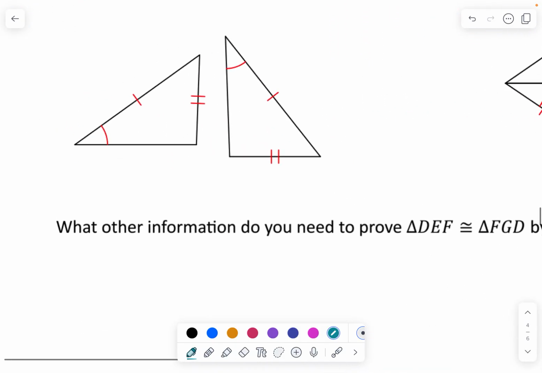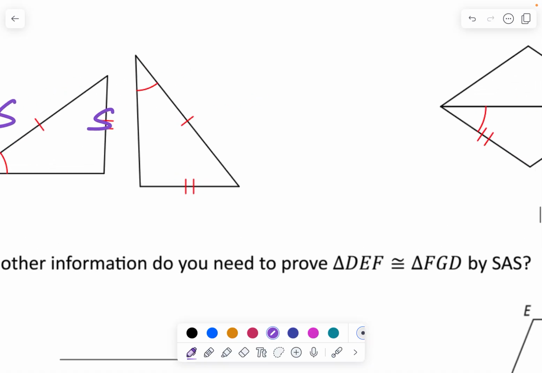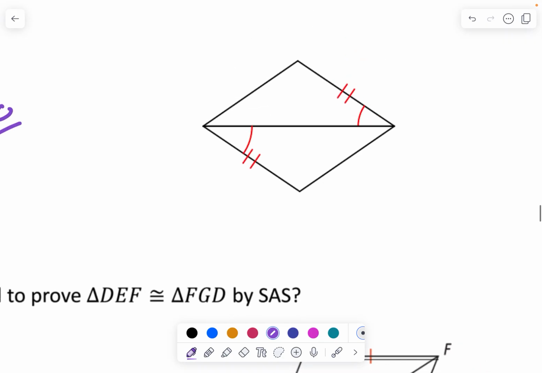This one over here, again, I like writing right on there, ASS. Nope. Right? So this is a no. And this one, now notice here's that shared side I was talking about. See how this side is a part of the top triangle and the bottom triangle? Obviously, it's congruent to itself. We talked about reflexive property before. So side, angle, side, side, angle, side. Side, angle, side. Yes.